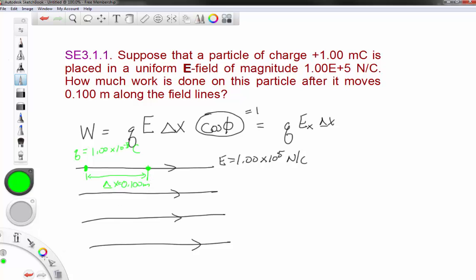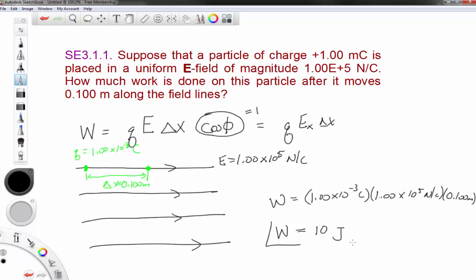is 0.100 meters. So to plug all that stuff back in, we would have work equals 1.00 times 10 to the minus 3 coulombs times 1.00 times 10 to the 5 newtons per coulomb times 0.100 meters. Okay, simple. So 5 orders of magnitude minus 3 minus 1 leaves us with 1. So this would be 10 joules.